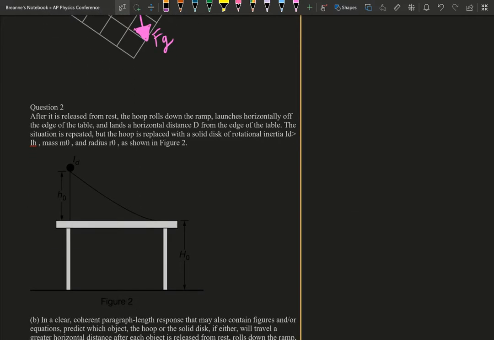After it is released from rest, the hoop rolls down the ramp, launching horizontally off the edge of the table, and lands a horizontal distance d from the edge of the table. The situation is repeated, but the hoop is replaced with a solid disk of rotational inertia greater than the inertia of the hoop. It still has the same mass and same radius, as shown in figure 2.